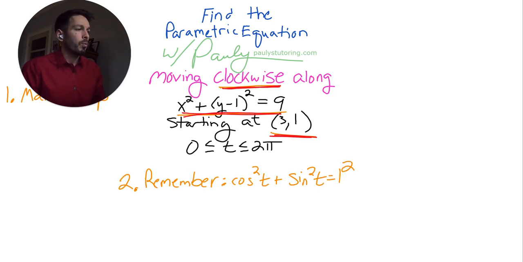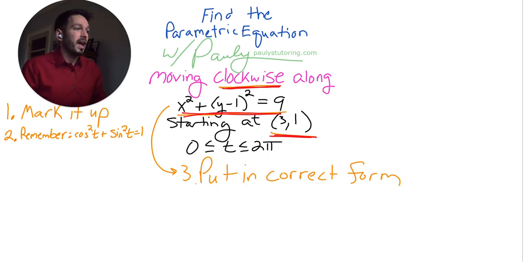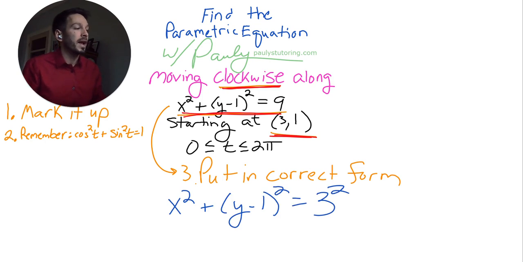That's important. Well, the next step is to remember cosine squared plus sine squared is equal to 1. You need to know that. And the next step is to put our equation in the correct form. We need it to equal 1, not 9. And we need some squares there. So 9 is 3 squared. We're going to divide by 3 squared now. You'll get 1 on the right side.